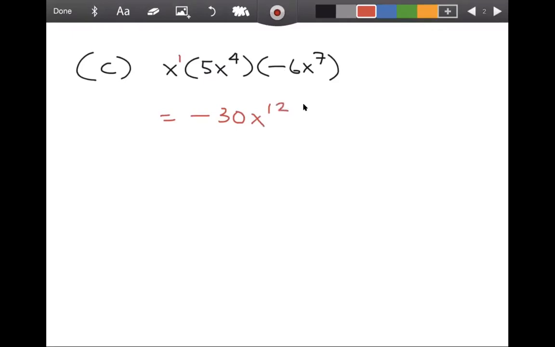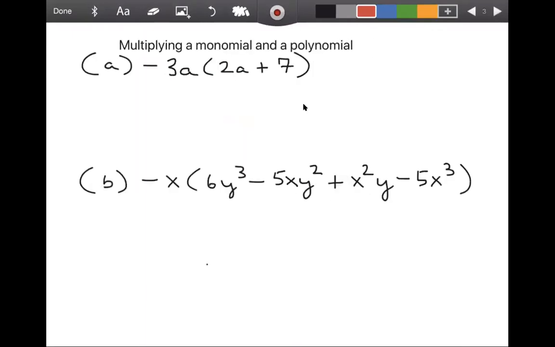All right, so next we come to multiplying a monomial and a polynomial. And to do that, we're just going to use the distributive property. All right, in letter A, we have negative 3a times 2a plus 7. So distributing negative 3a, we get negative 3a times 2a plus negative 3a times 7.